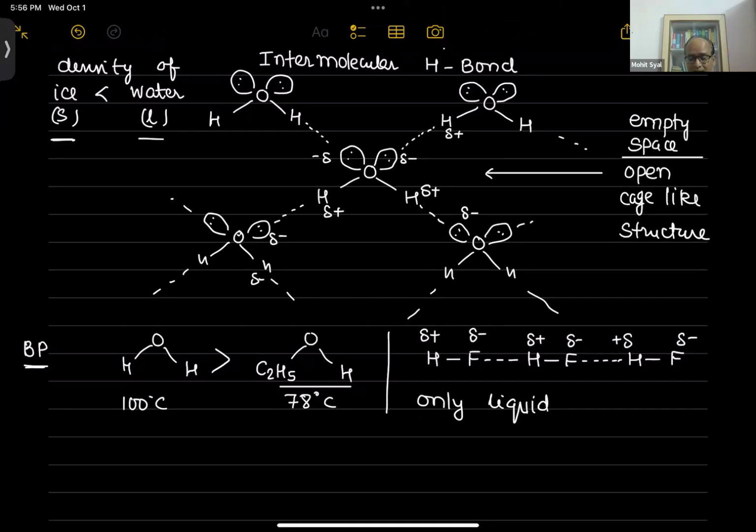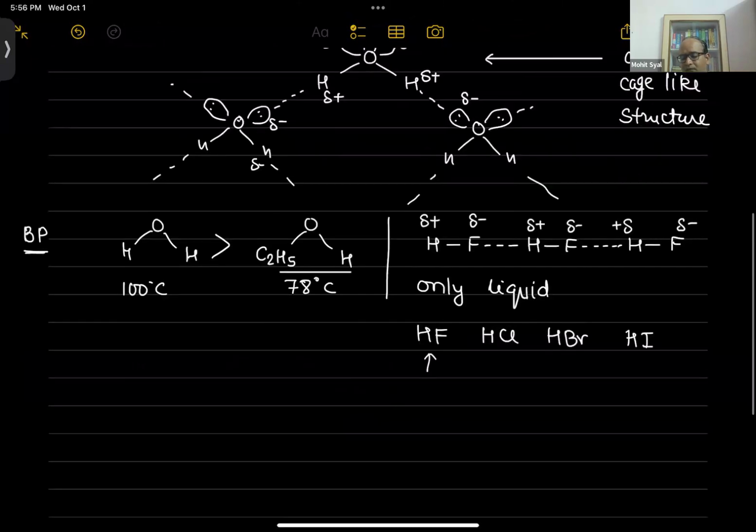Among all the HX, HX means HF, HCl, HBr, HI. HF is liquid. Why? And are all of them in liquid form? No, they are not liquid, they are gaseous.